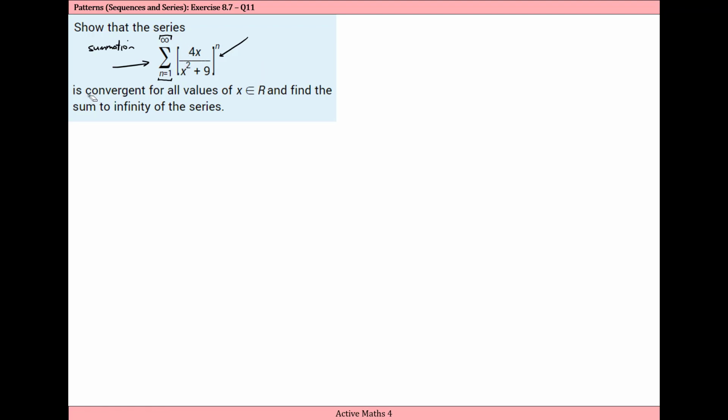Now, first of all, we want to just show that it's convergent. Convergence shows that it has a sum to infinity. And we can do that by proving that R, the common ratio in this question, is between -1 and 1.